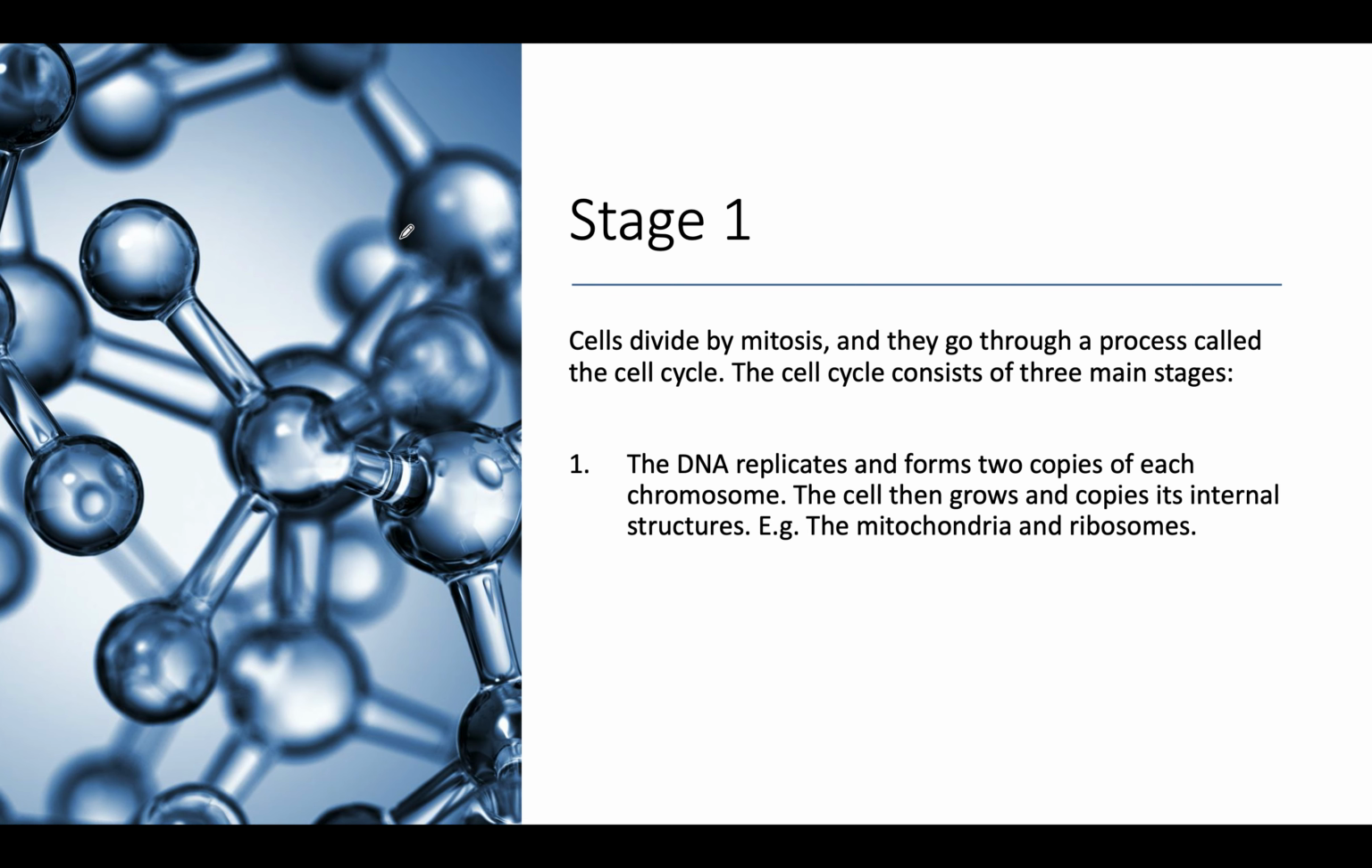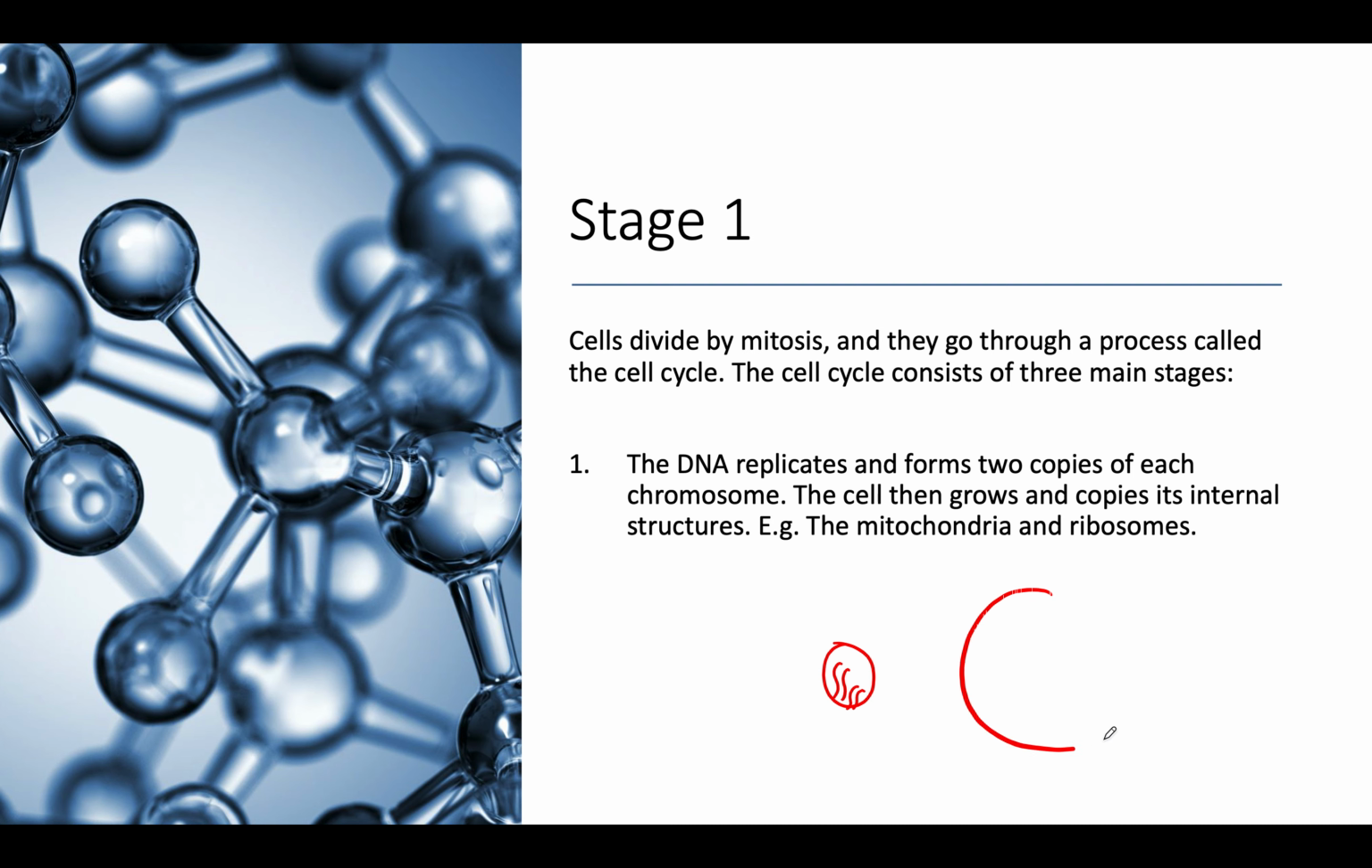So in the first stage of mitosis, the DNA replicates and forms two copies of each chromosome. The cell then grows and copies its internal structures, for example, the mitochondria and ribosomes. So the DNA replicates. We have the nucleus over here, and inside the nucleus we have the chromosomes.